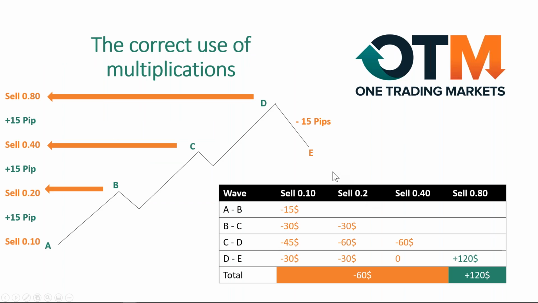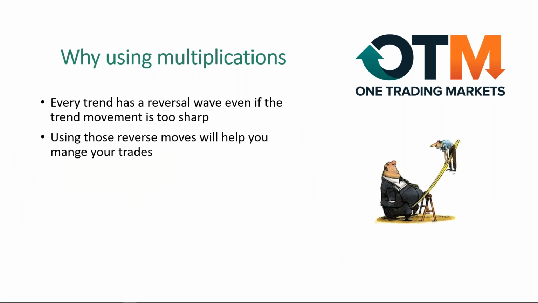Okay, the basis of this strategy is that for every trend, there is always a reversal wave. Even if the trend movement is too sharp, if the market is going high too fast, there must be a reversal, because we're human. People who were buying at certain points and saw some profits will definitely sell just to realize their profits. So this kind of selling will make a reversal of the movement. So this is what we are looking for in using the multiplication.